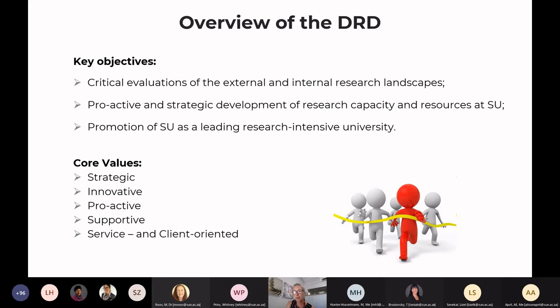We want to be service and client orientated. As I said, about being a shop or a bank in the main street, we want to really do our jobs in a way that you would be a returning client, even if you had a choice. So that's our attitude, and these are our values that we strive towards as a division.